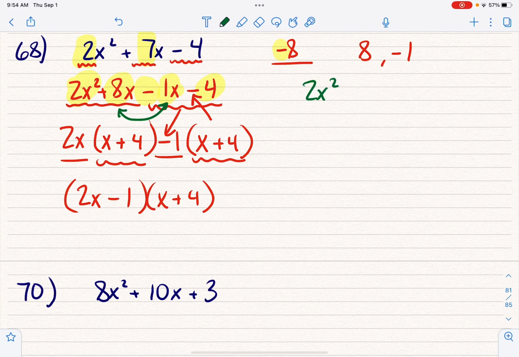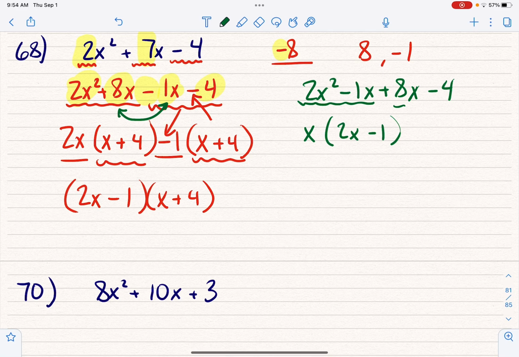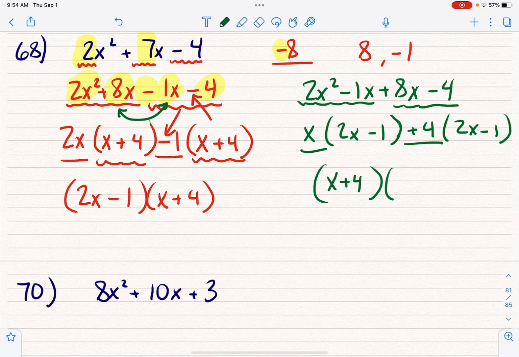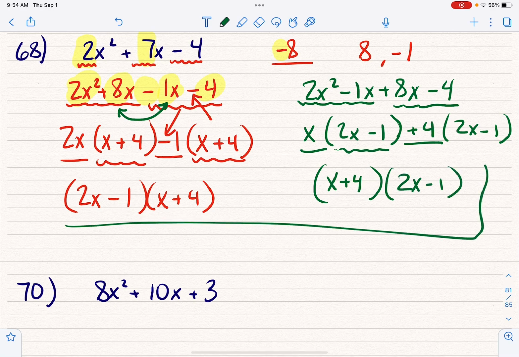I could have said 2x squared minus 1x plus 8x minus 4. And I go, okay, what can I factor out of both of these? Well, I can take an x out, which would leave me with 2x minus 1. What can I take out of both of these? I can take a 4 out, which leaves me with 2x minus 1. And then I have x plus 4 times 2x minus 1. And look at it, it's the same answer.